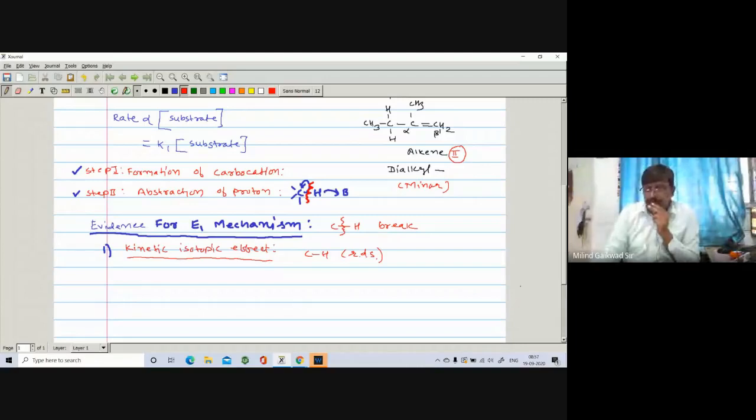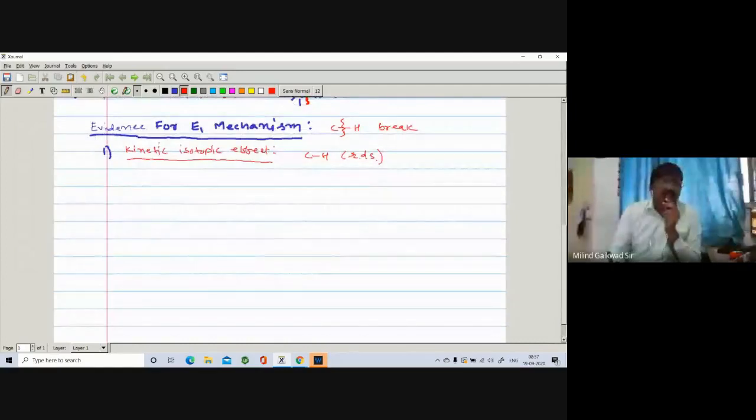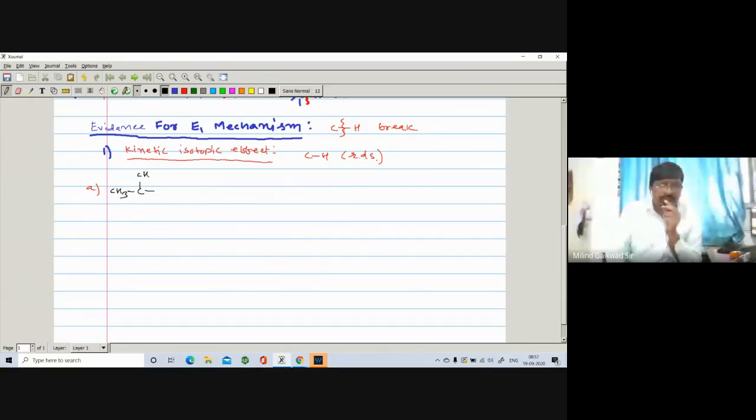So let us see an example for this kinetic isotopic effect evidence. In this case, we have to take an example. Suppose compound A, in this one there is a carbon. Here is CH3, CH3, CH3, and suppose I take here Cl, chlorine. So this carbon is alpha, and here all are beta, right? Beta, here is also beta, and here is also beta, meaning all the carbons are the same.